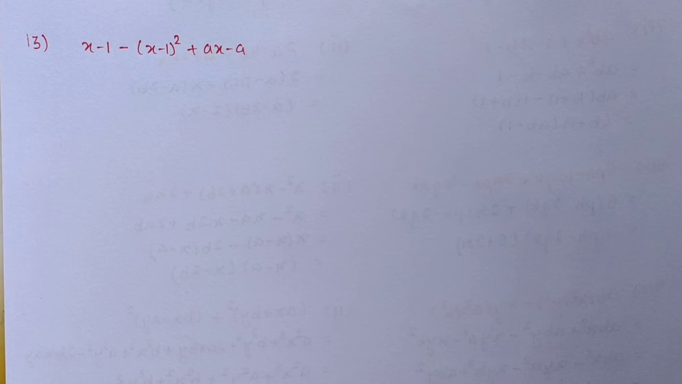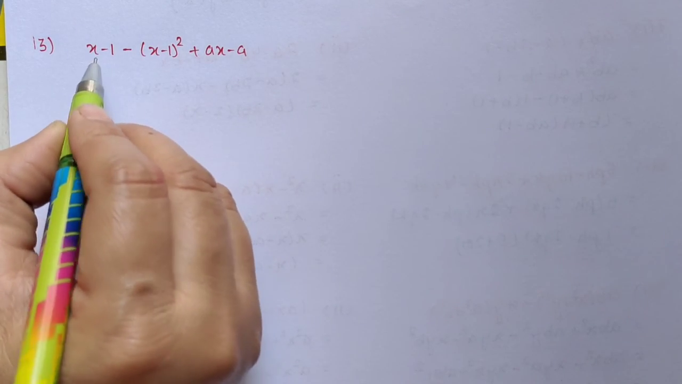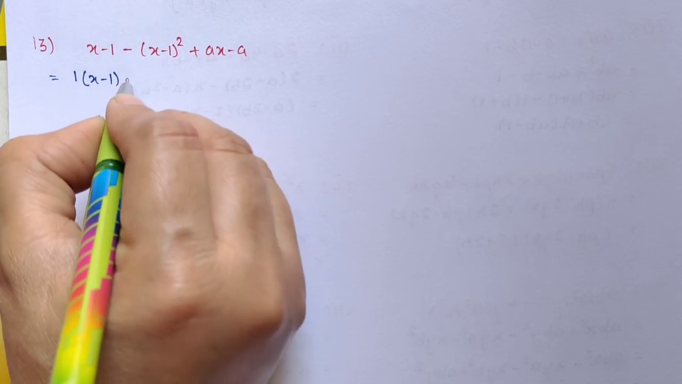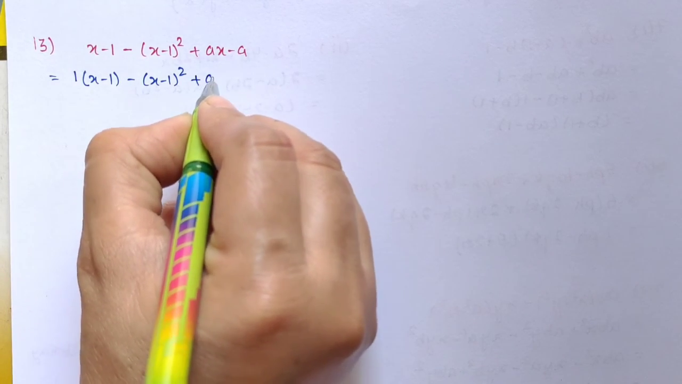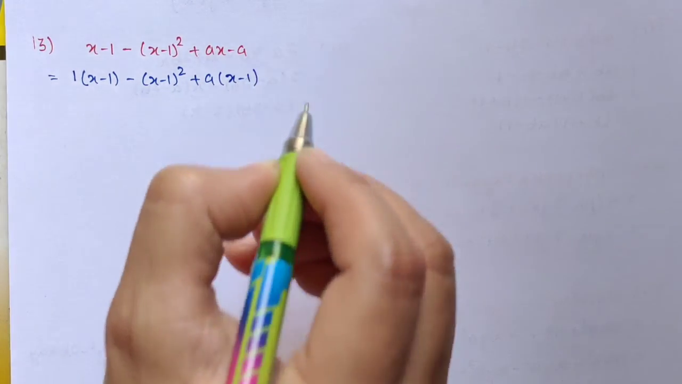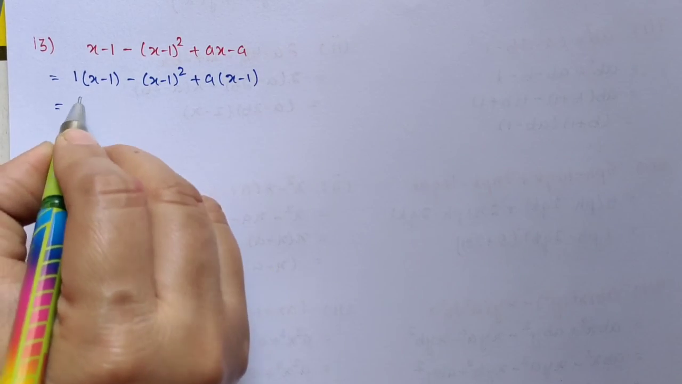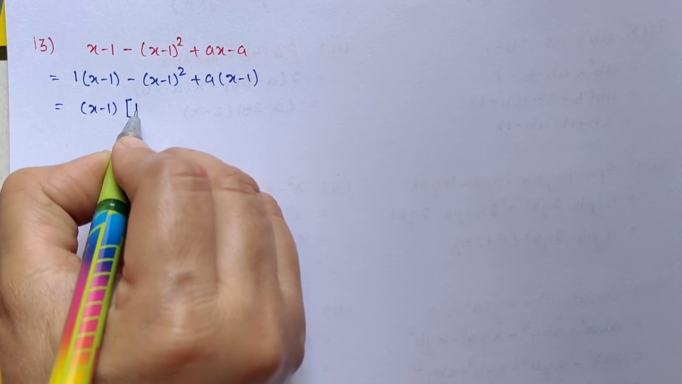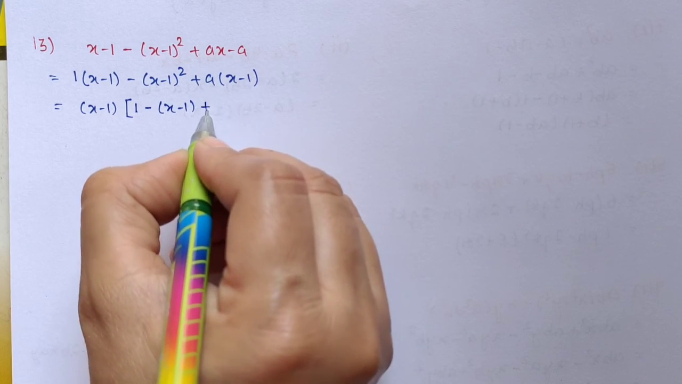Question number 13. x minus 1 minus (x minus 1) whole square plus ax minus a. This is a little bit different. From the first 2 we will take it like this only. 1 we will write as common. Second bracket as it is, (x minus 1) whole square. From the last 2, a we can take out common, then we have x minus 1. Now this x minus 1, which is common in all the 3 terms, we can take out common. From the first term we have 1 remaining, from the second we have x minus 1 remaining, and from the last a is remaining.